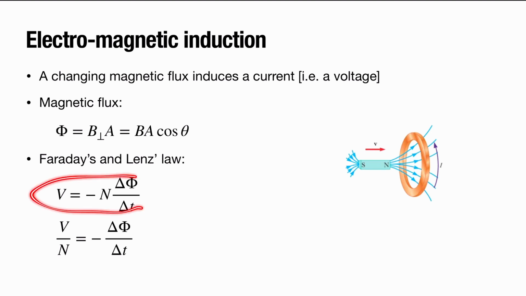Now, this formula is just rearranged, for convenience later down the road. I've divided both sides by N. So we have V over N, that is the voltage generated divided by the number of loops, equals minus the change in magnetic flux.